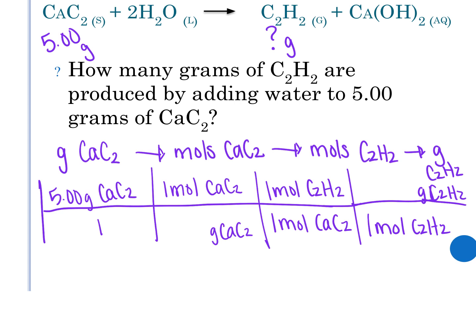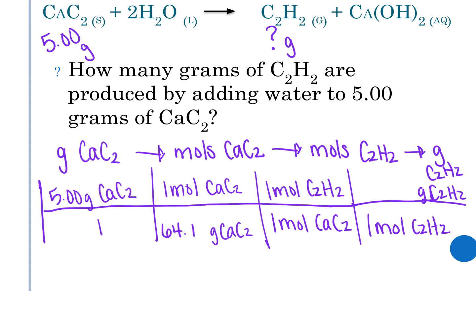Okay, let's go ahead and check your work. So, did we all start with 5 grams of calcium carbide? Okay, what do you have to use to get from grams to moles? Okay, what is the molar mass? 64.1. Okay, and then what do you use to get from moles of calcium carbide to moles of C2H2? Okay, mole ratio, which is 1:1.